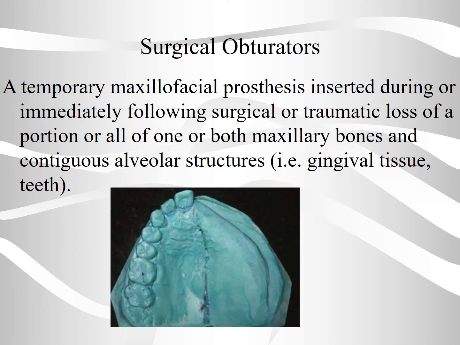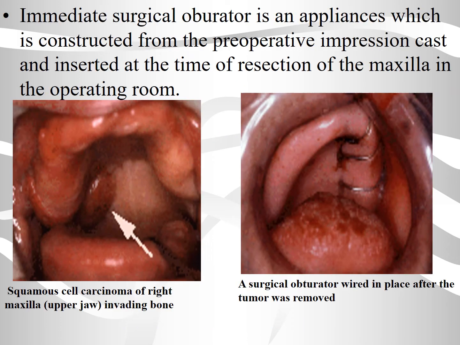So coming to the surgical obturators, a temporary maxillofacial prosthesis inserted during or immediately following surgical or traumatic loss of a portion or all of one or both maxillary bones and contiguous alveolar structures. So as you can see in the picture below, immediate surgical obturator is an appliance which is constructed from the preoperative impression cast and inserted at the time of resection of the maxilla in the operating room.